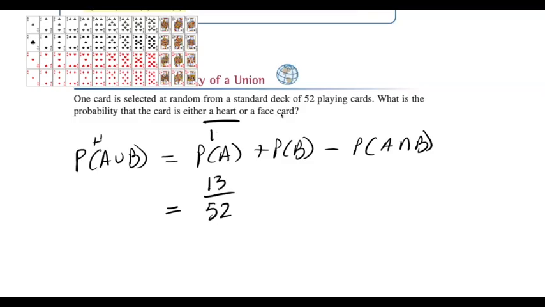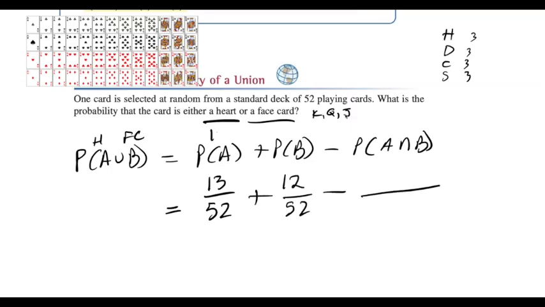And we want a heart or a face card. How many face cards are in the deck? Well, face cards are a king, a queen, and a jack, all the ones that have a face. There's 3 face cards in each suit. We have hearts, diamonds, clubs, and spades, and they each have 3 face cards. So we have 12 total, 12 out of 52. And then you have to subtract off what they have in common.